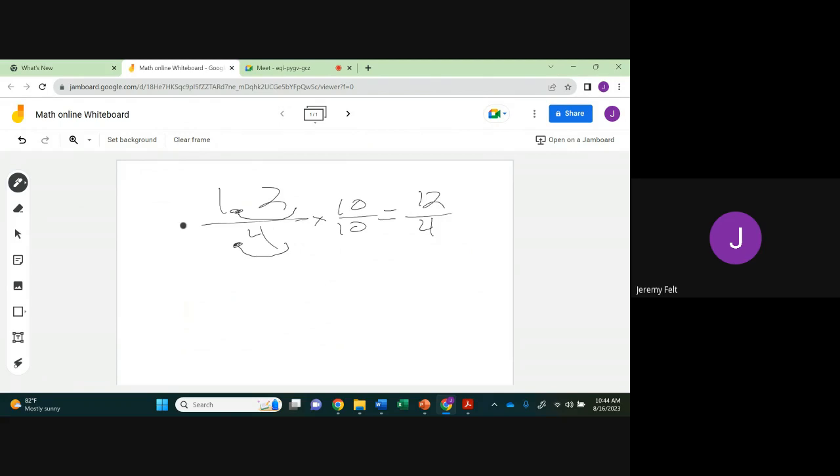Well, I don't know about you, but 12 divided by 4 is a lot easier than 1.2 divided by 0.4 to me. So then we have 12 divided by 4. Well, 4 goes into 12 3 times. So that's where we move that decimal number.